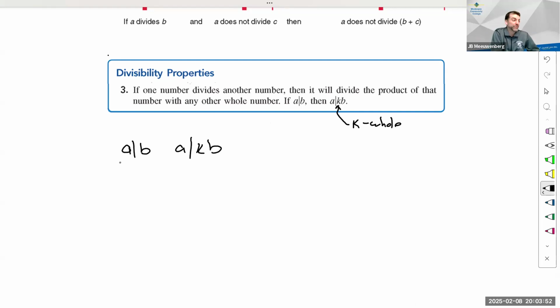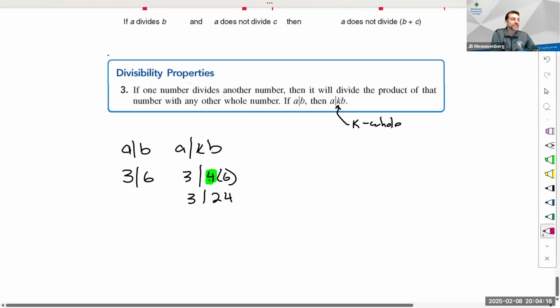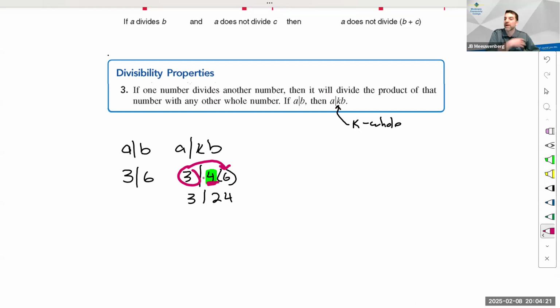So can we think of an example? Well, 3 divides 6. We already did that one. Then 3 has to divide, I don't know, 4 times 6. Pick a whole number. Well, 4 times 6 is 24. And yeah, 3 does divide 24. You can pick any number you want right here, right? So as long as 3 divides 6, then you can multiply 6 by whatever you want. And 3 is still going to divide that number as well.